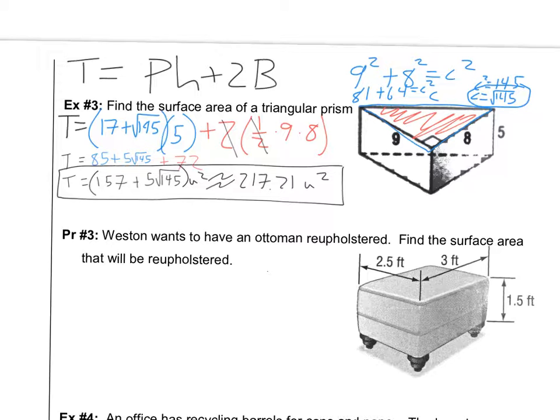Think about it. Yes, they're going to reupholster the sides. Yes, they're going to reupholster the top. But are they going to reupholster the bottom? No, they're not. So when you look at this formula, are you still going to need 2 base areas? You shouldn't. So the formula you're going to use for this one is still T equals PH, because that's the sides, plus 1 base area now, because you only need 1 top. You don't need the bottom. So it's thinking like that that's really important, and how to use these formulas critically.